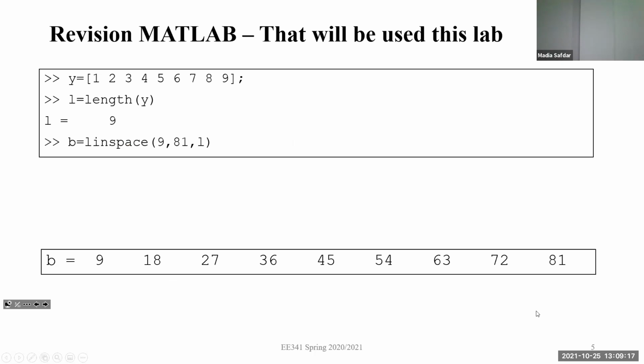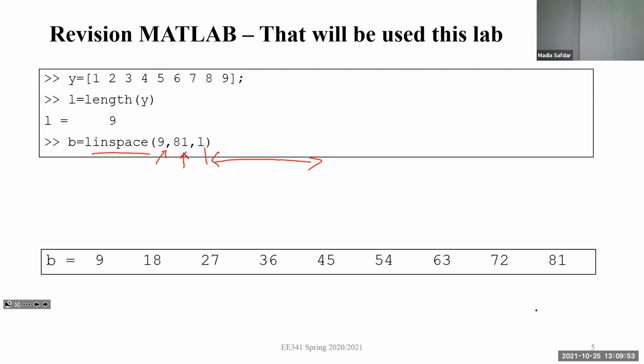So now, for example, I have a vector. This is revision from your MATLAB. You have a vector which has values from 1 to 9. If you write in MATLAB length of y, it will give you the total length of y. How many elements are in y? 9. In the previous lab I also told you about linspace of 9, 81, 9. It means that this is the first point, this is the second point, and this should be the total length of the samples.